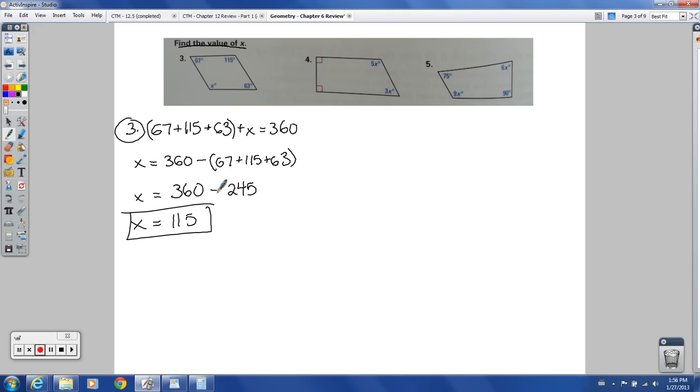So this one, x would be 115. If you left out the degrees here, I think that would be okay because x is the number in front of the degree symbol. So I'm just going to say 115 right there.